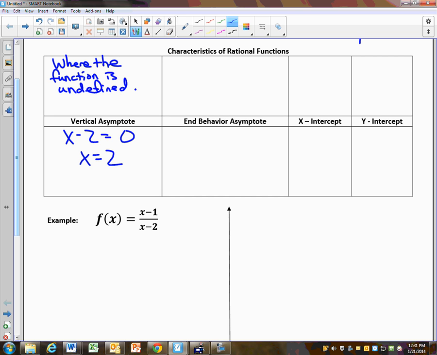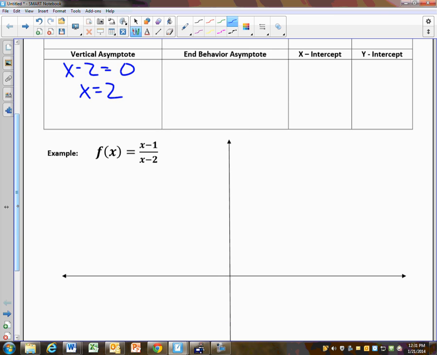The denominator, if I would plug in 2, I get 2 minus 2 equals 0, and you can never divide by 0. So that's the one spot that we have to be careful of, and so that's why I look at that.